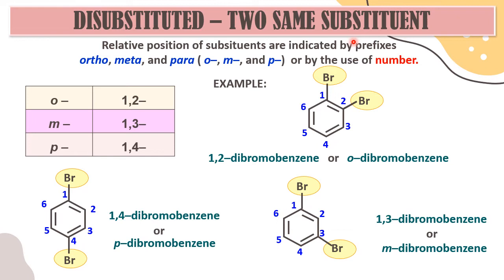This one is easier because we don't have to prioritize the position of the substituents. Why? The substituents are the same. So we can start at any substituent as long as the final name gives you the lowest combination. Now, let's look at the next one.